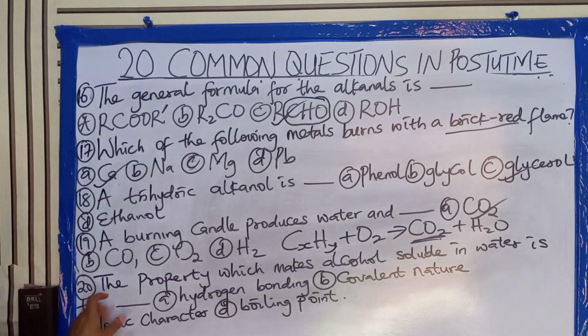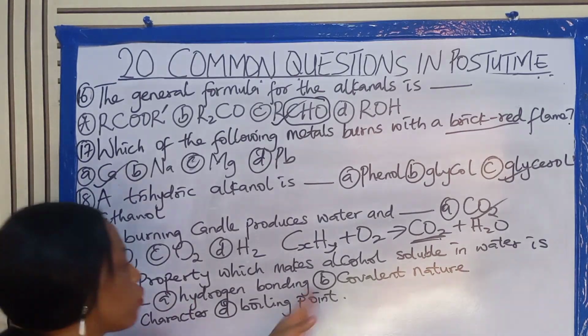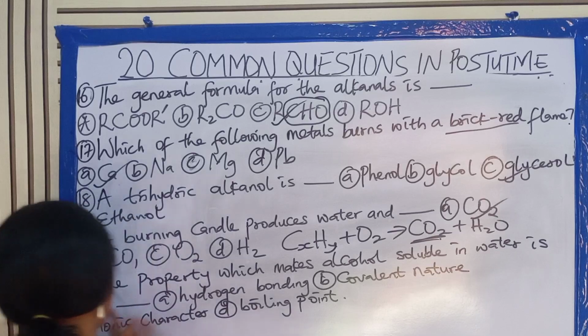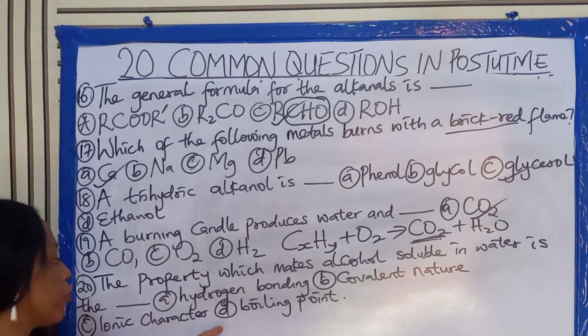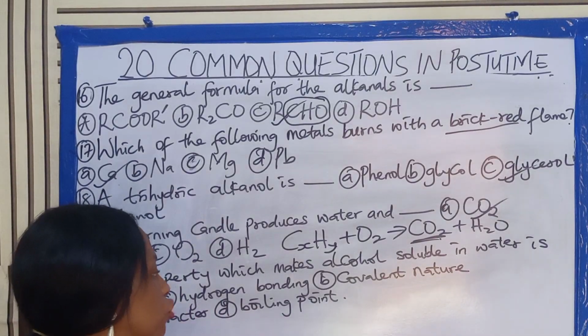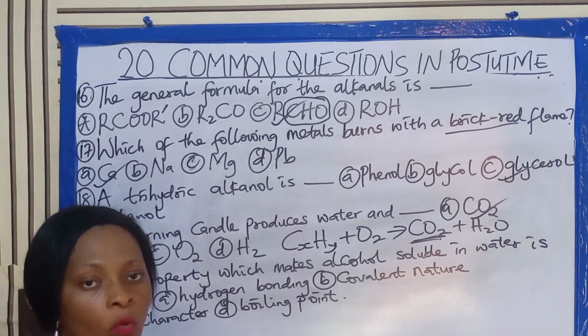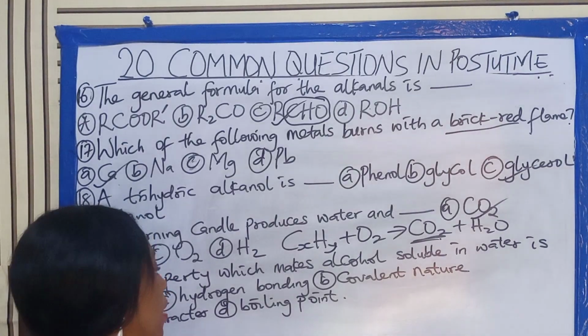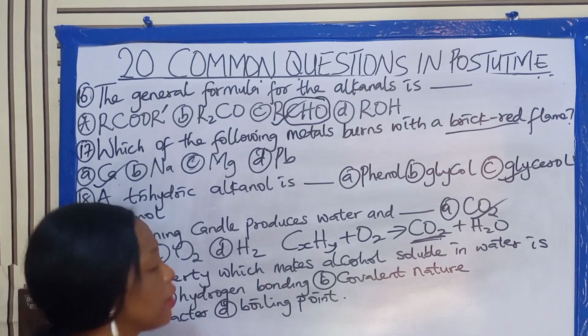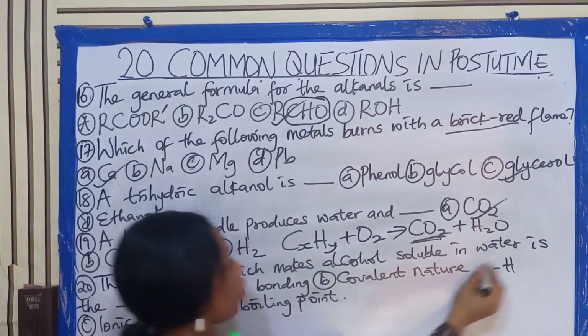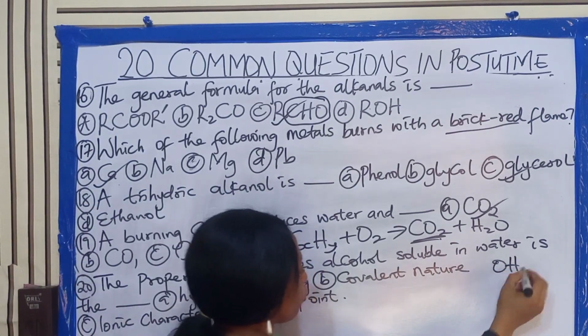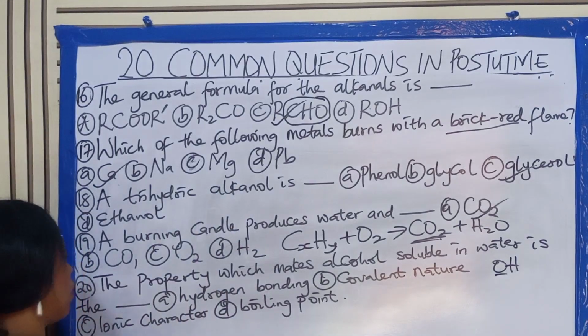Number 20. The property which makes alcohol soluble in water is the dash: hydrogen bonding, covalent nature, ionic character, boiling point. What makes alcohol soluble in water? It is due to the presence of what? The OH. The OH group there is as a result of what? Hydrogen bonding.